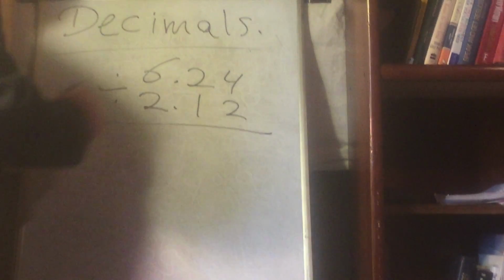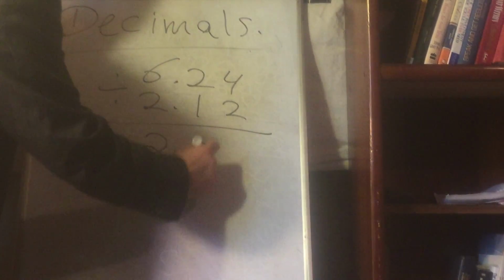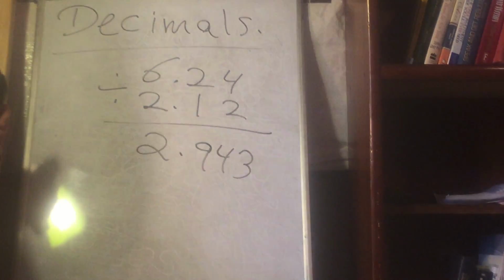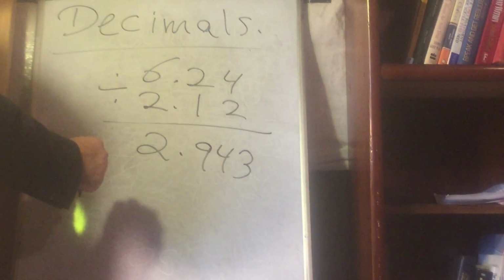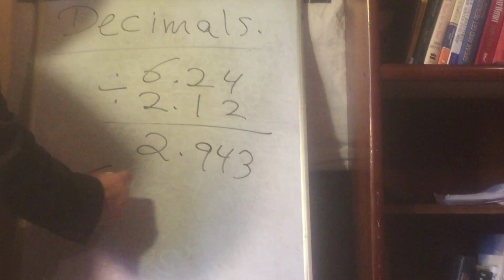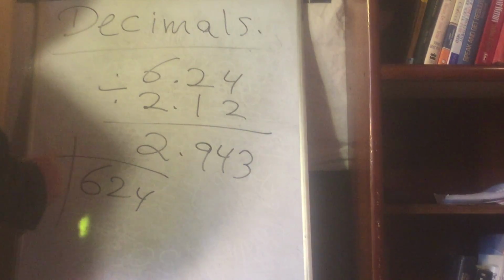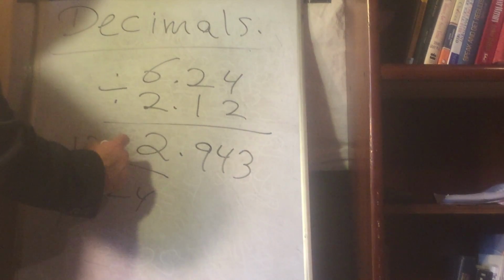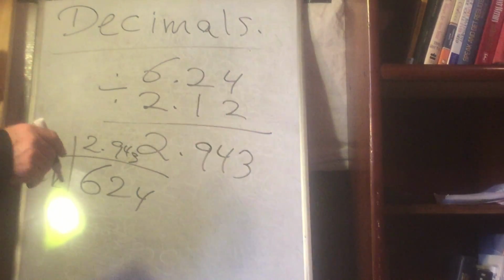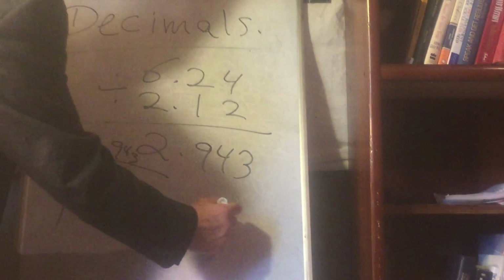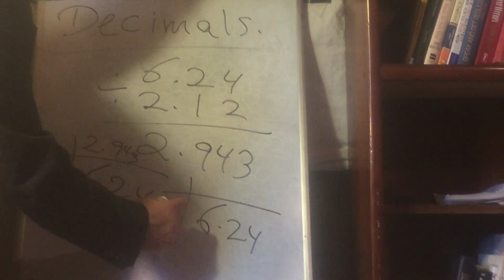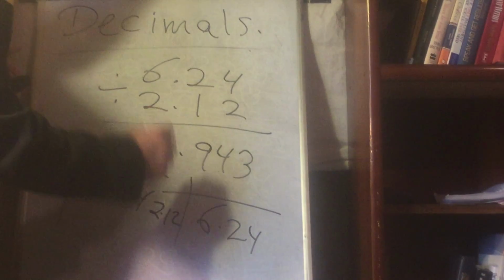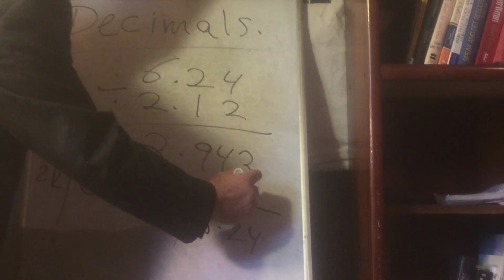So this one is 2.943. Now, one quick note here. If you take the decimal point out and you divide 624 divided by 212, it will be 2.943, right? Okay, but if you do 6.24 divided by 2.12, it's also 2.943.